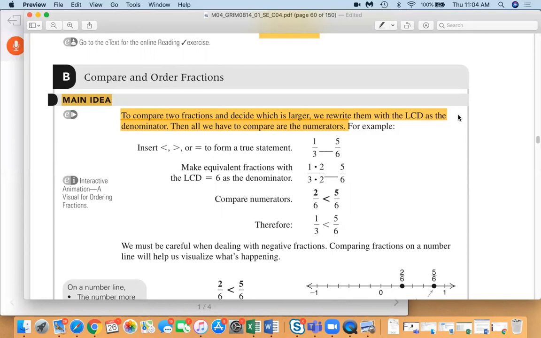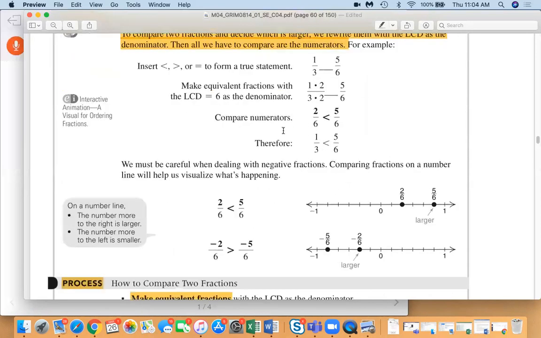To compare two fractions to decide which is larger, we rewrite them with the lowest common denominator as the denominator. Then all we have to do is compare their numerators. Here's an example. We have 1/3, and we don't know if it's less than, greater than, or equal to 5/6. They're telling us that the lowest common denominator is 6. We can also see that because 3 is a factor of 6. Remember, whenever one is a multiple of the other, the bigger one is the lowest common denominator.